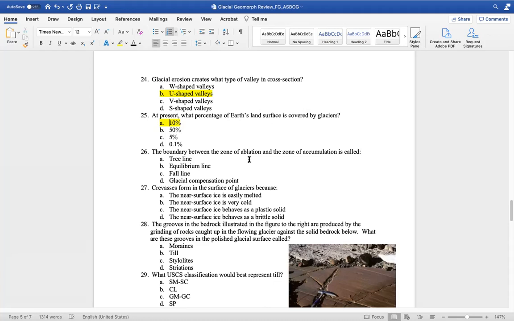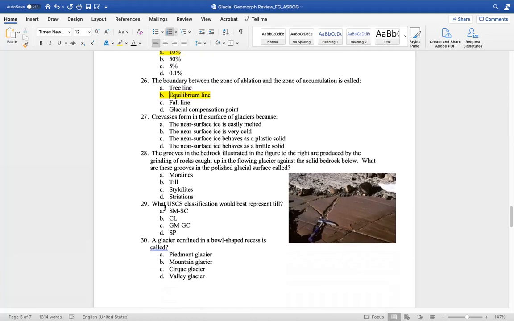Then it's asking for the line that demarcates the two. Fall line, no. Tree line, we're not talking about trees. Glacial compensation point, that sounds really fancy, and maybe that's what it should have been called, but it was called the equilibrium line. That's where the zone of ablation and zone of accumulation are equal. That makes sense because when we're considering whether a glacier is retreating or advancing, we're comparing those two zones. If one is greater or less than the other, that's how we determine glacial advance or glacial retreat.